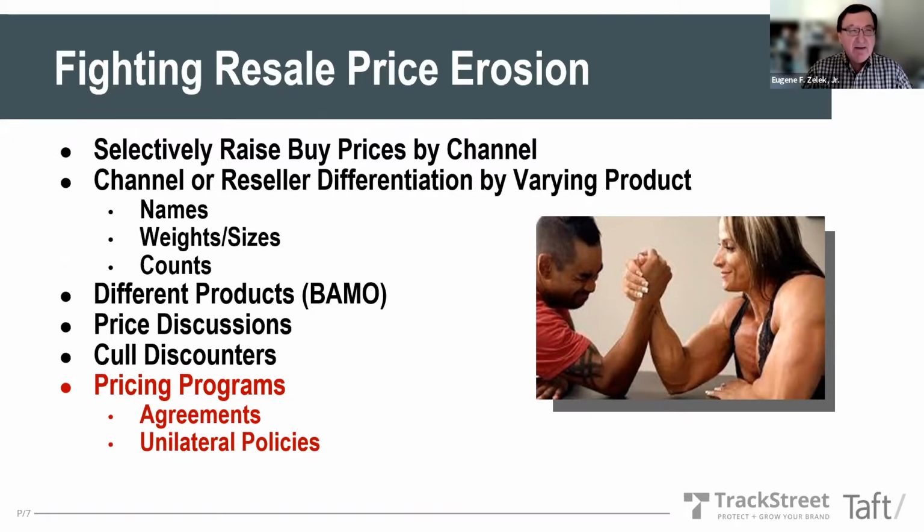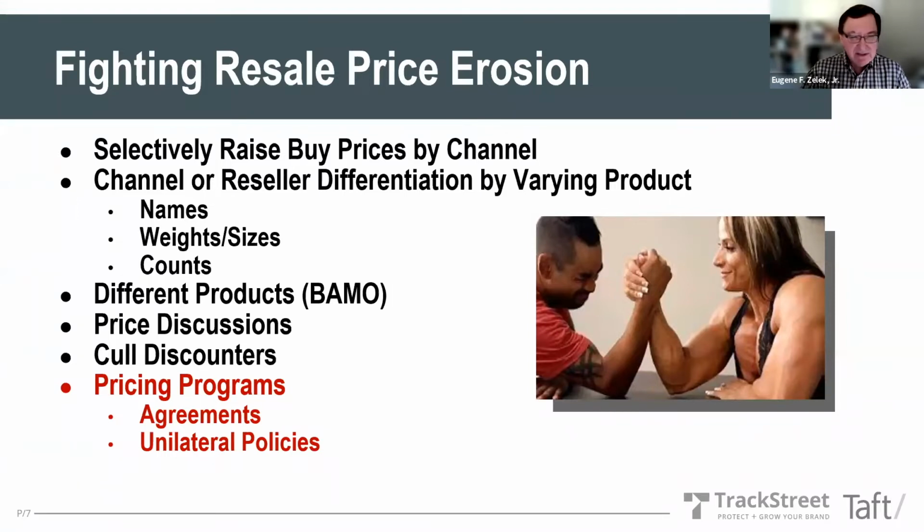But this can be managed to make it lawful. Another one that's very common is to differentiate channels or even resellers by varying the product. Different names for the same product, different weights or sizes, different counts. So the online people get the 200 count bottle, brick and mortar get the 250 count bottle, or vice versa. Another alternative is to have different products or to segregate them, what I call BAMO, bricks and mortar only, which was used by one of our clients. So it had a certain line of products that were only available at brick and mortar outlets. They could not be sold online.